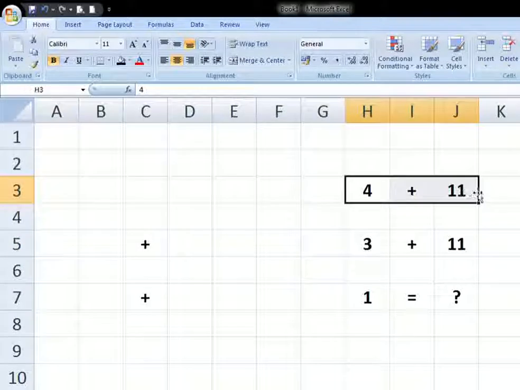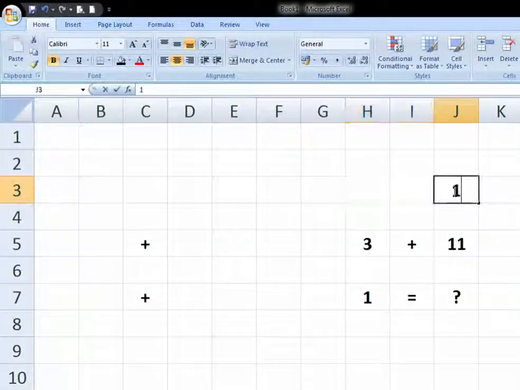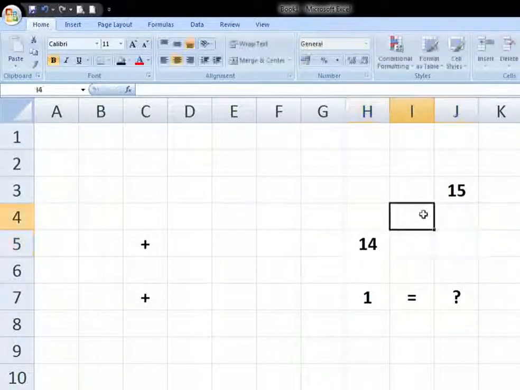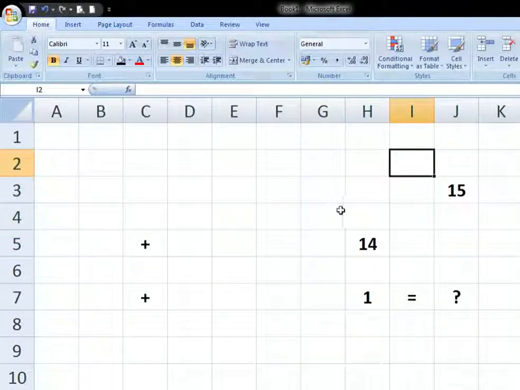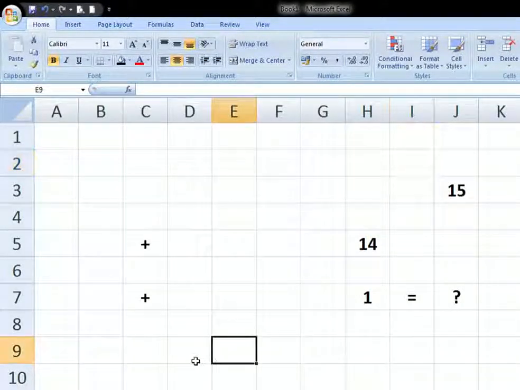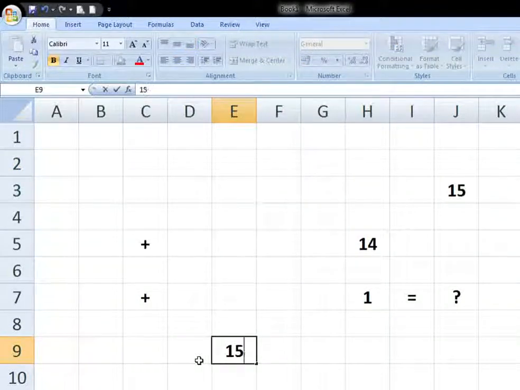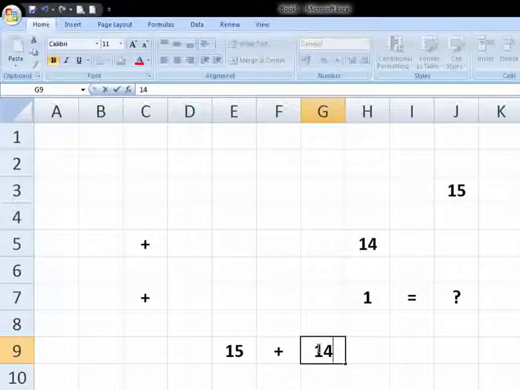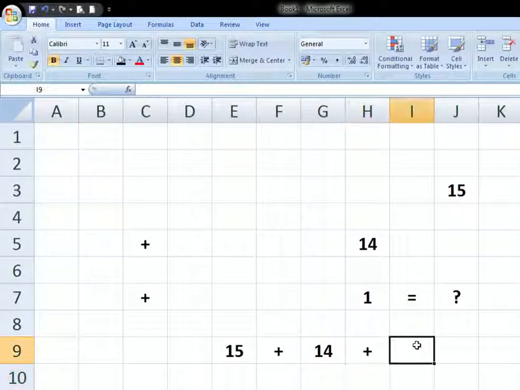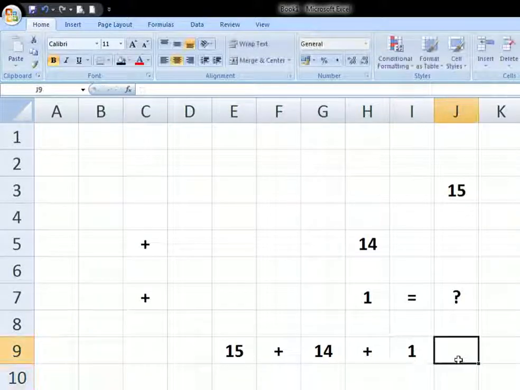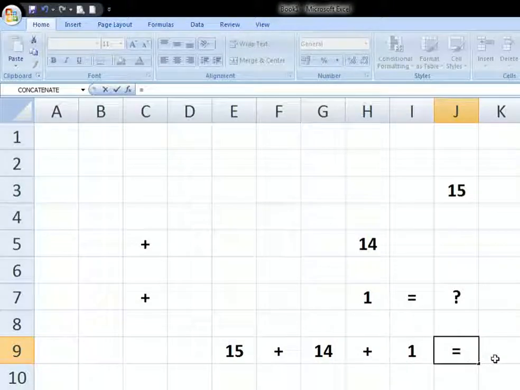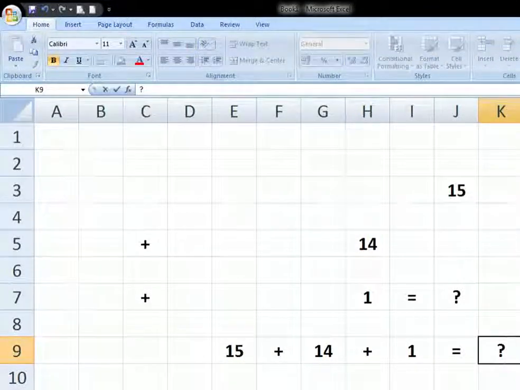So delete this part. Over here we have 15, and here we have 14. So the thing about this equation is that it says 15 plus 14 plus 1 equals question mark. So this is a complete equation.